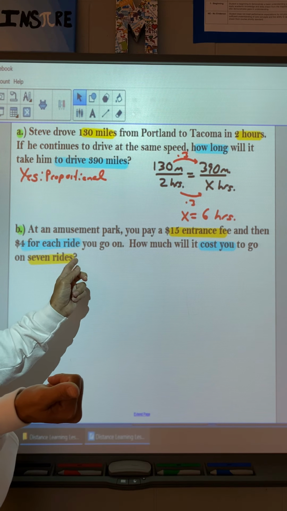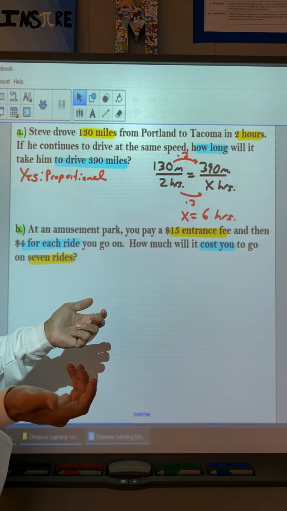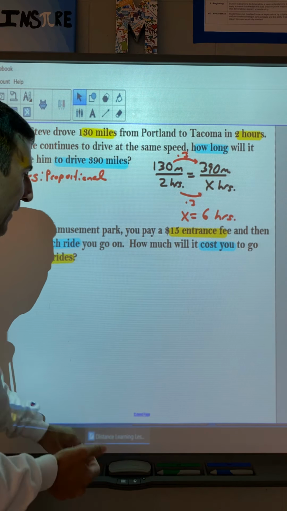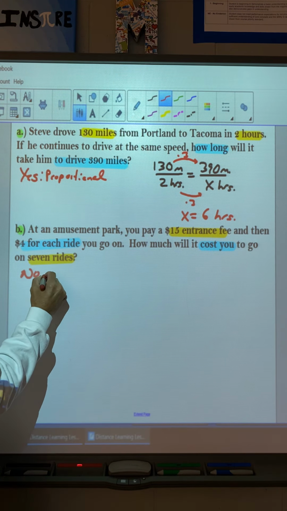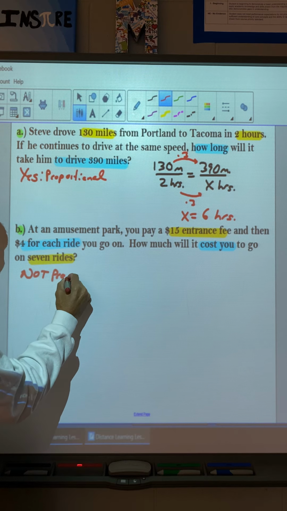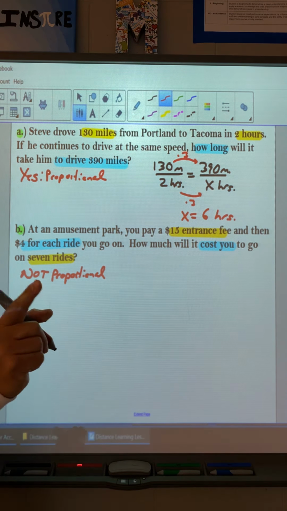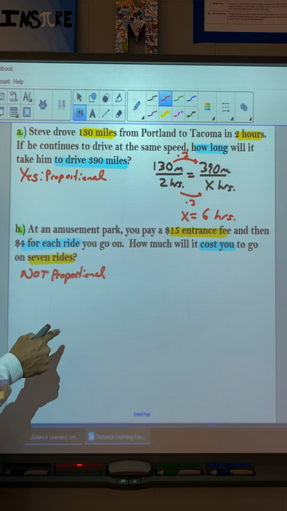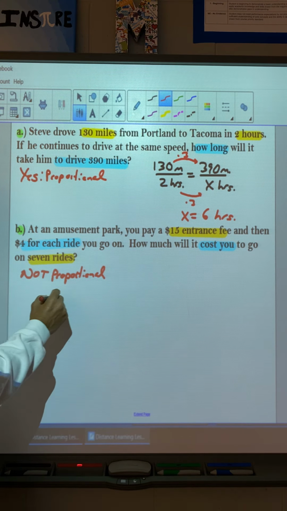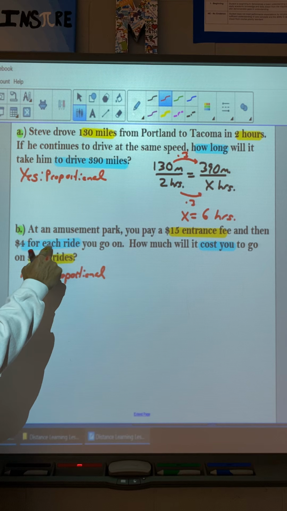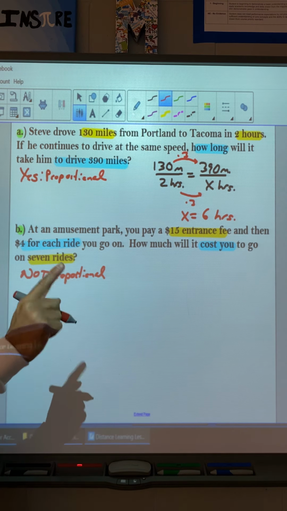Whether we ride rides or not, that's irrelevant. So this one is not proportional. And if I asked you to explain this, that's what I would want to see. I have to pay $15 to get into the park, even if I don't ride any rides and spend any time.